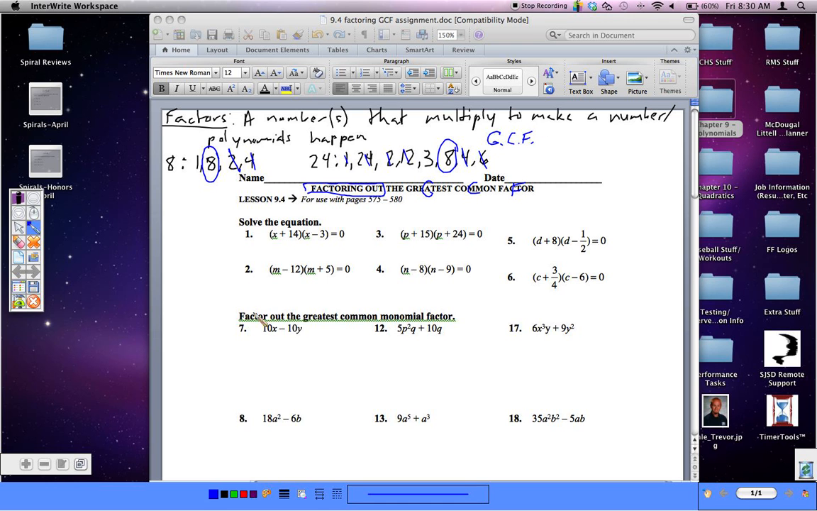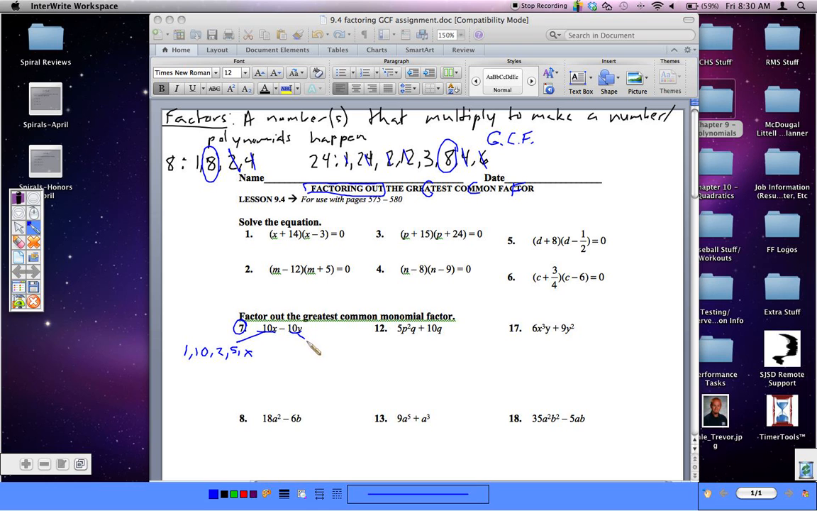So if we jump down to number 7, we need to find the factors that make up 10x. So how do we multiply to make 10x? Well, first off, you have the 1 and 10. Then after that, you have the 2 and the 5. And lastly, since that variable is being multiplied with the number, you have to add that variable on the end. So 1 times 10 times x would make 10x, or 2 times 5 times x would make 10x, and those are the factors of 10x.